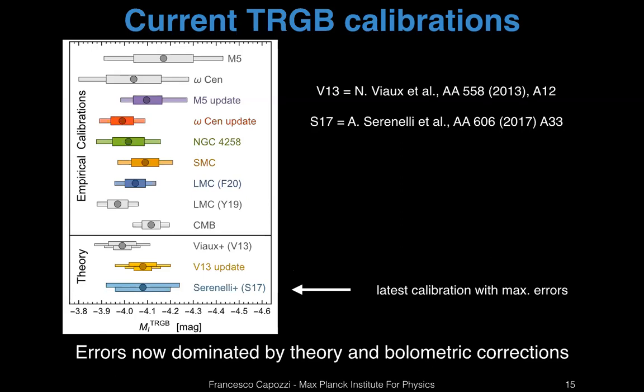Serenelli et al. only quote errors in terms of maximum error, so you have to maybe intend them in terms of a top hat function. Whereas Vio et al. usually use the root mean square error, so usually a 1 sigma error band. A very significant point I want to say is that if you compare empirical and theoretical calibration now, since the distances have been updated, there is no longer the dominance of observational error, but now the theoretical errors are the ones dominating. And this is quite a significant shift in terms of trend.